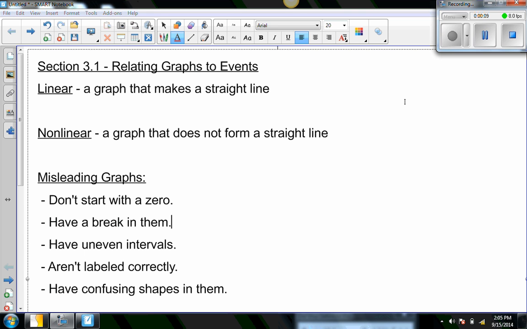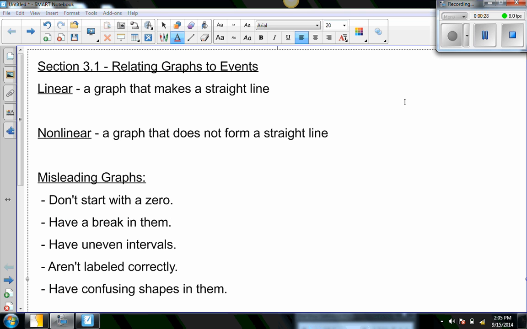A couple of terms we need to understand before we can start: what is the difference between a linear and a nonlinear graph. Linear has the word line right in it. It's a graph that makes a straight line. Nonlinear would be a graph that does not form a straight line.